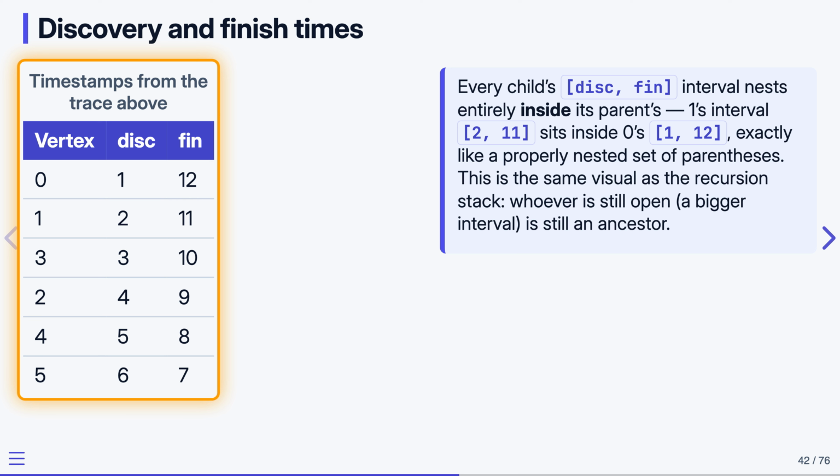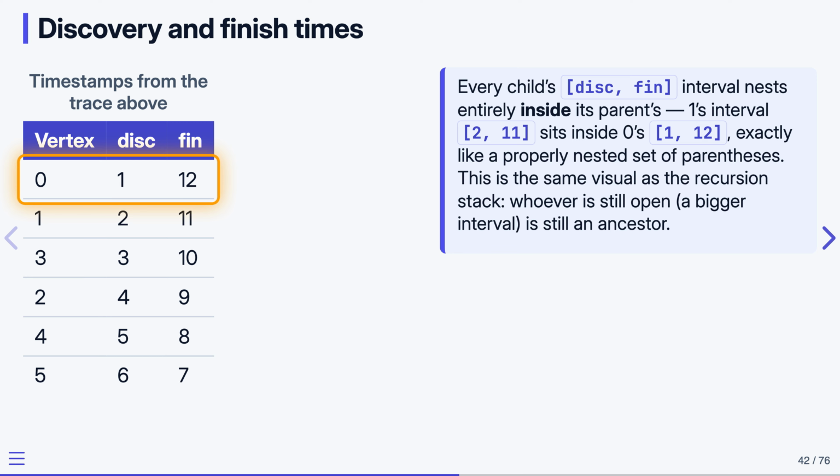This table collects the timestamps from the trace we just watched. Each vertex has a discovery time when its frame opened and a finish time when its frame closed. Vertex 0 opened first, so its discovery time is 1. It closed last, so its finish time is 12. Its interval runs from 1 to 12.